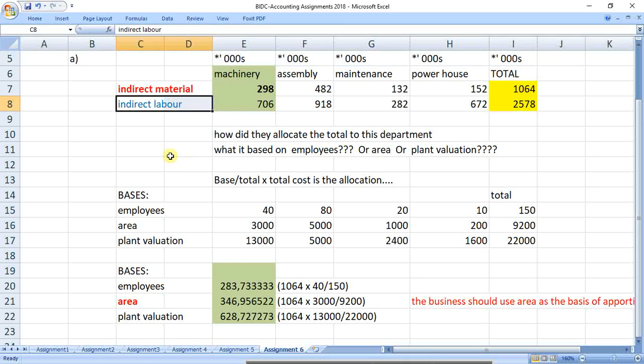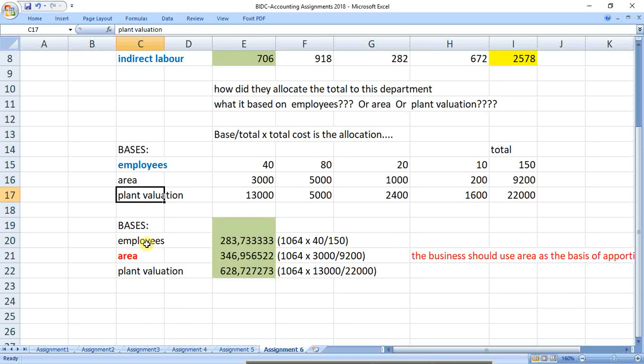Okay, so if I'm going to be allocating the indirect labor, with labor, obviously, what's going to affect your labor costs? Your employees. Do you agree? Okay, so here there is no choice. You should be allocating costs based on what? The employees. Right, you wouldn't be able to motivate area affecting the indirect labor or plant valuation. That'll be unusual. Right, so from a management accounting point of view, okay, here at the bottom, I'm going to use area.